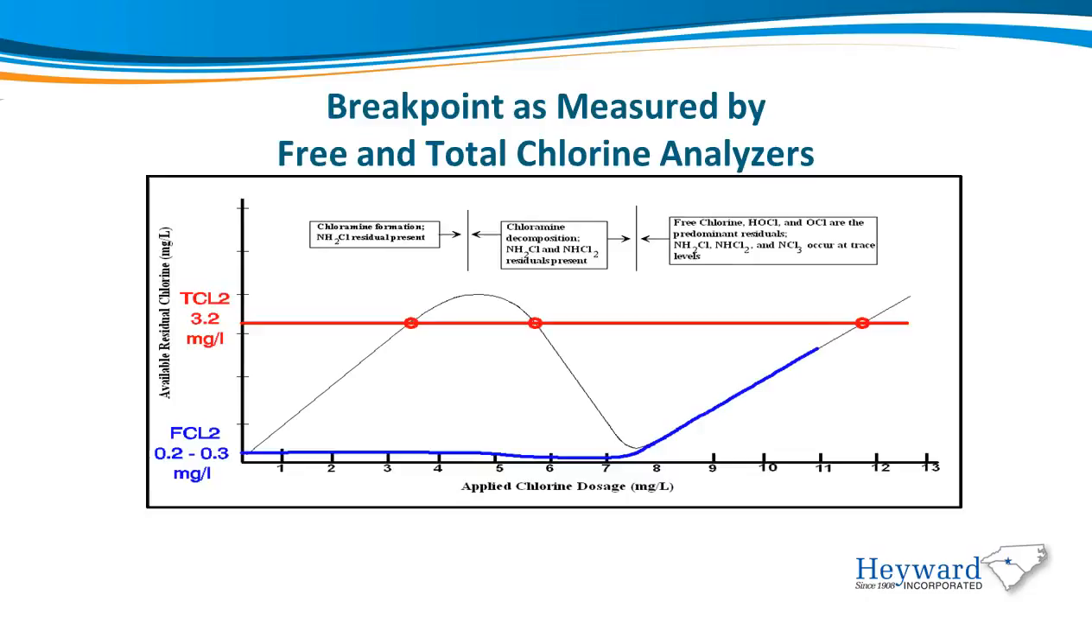Some municipalities have attempted to use free and total chlorine analyzers to control their chloramination process with limited success. As indicated on the graph, a total chlorine analyzer will give the same reading in 3 possible locations on the breakpoint curve, with no indication of which you are at.